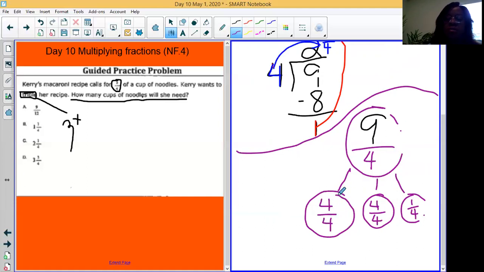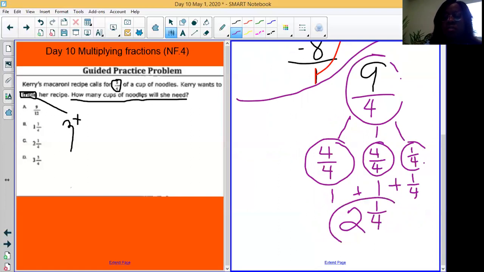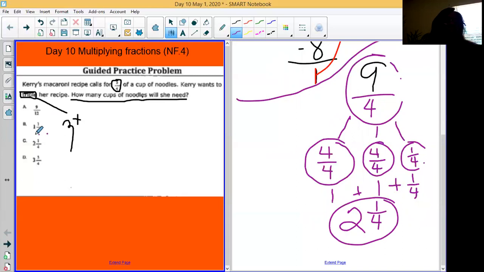Now let's rely on what I know. 4 fourths over 4 fourths is the same as 1 whole. Again, 4 fourths is the same as 1 whole. And then I have my fraction of 1 fourth. So if I add all that together, 1 whole plus 1 whole gives me 2 wholes plus 1 fourth. So again, I get the same answer. So no matter which strategy I use, my final answer ends up being 2 and 1 fourth.